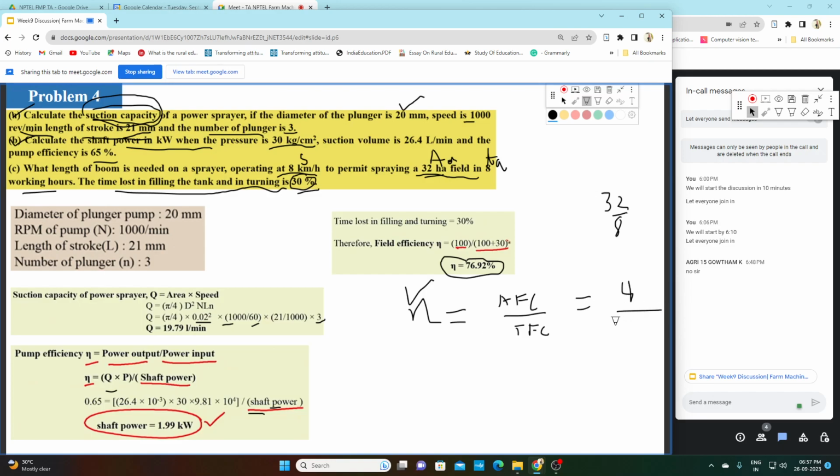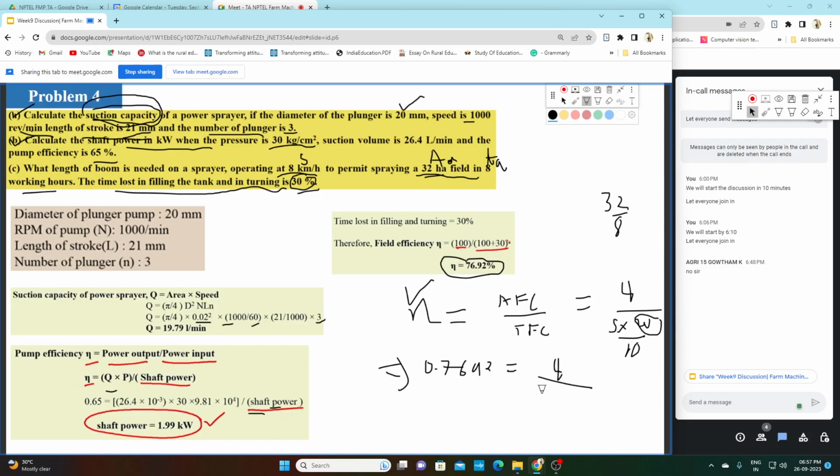Now what is TFC? I have told you many times. TFC is S into W divided by 10. TFC is theoretical field capacity, that is S into W divided by 10. And in this question we have been asked to find out the length of the boom. We have been given the speed, that is 8. So in this equation, efficiency will be 76.92, or 0.7692. Efficiency we know. We also know the actual field capacity, that is 4.